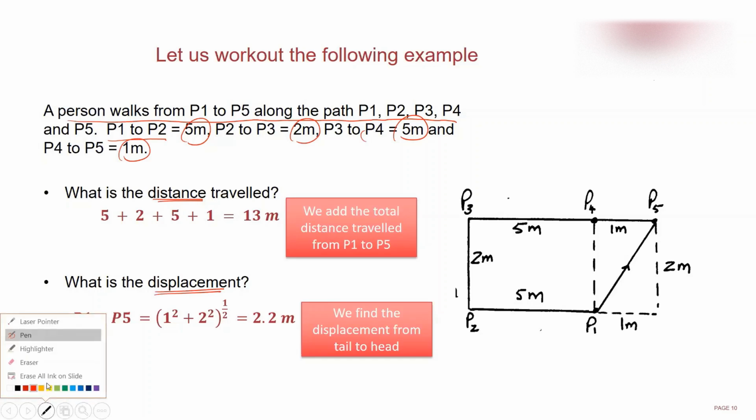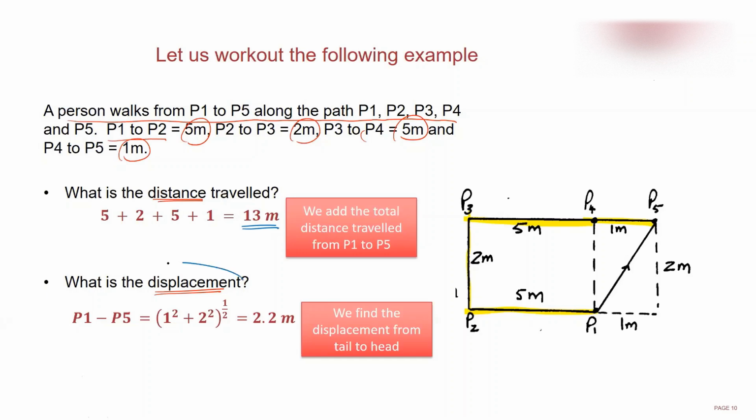Distance is a scalar and displacement is a vector. We'll first find the distance. Distance is the total distance traveled, the total length traveled. So the person is starting from P1 and moving to P2, then going to P3, P4, and stopping here. We can add all the distances along this length, and we can say he has traveled 13 meters.